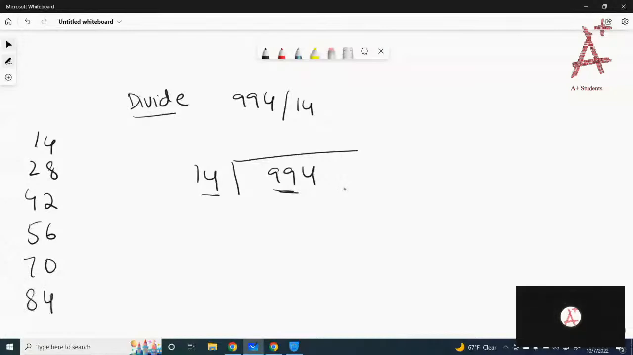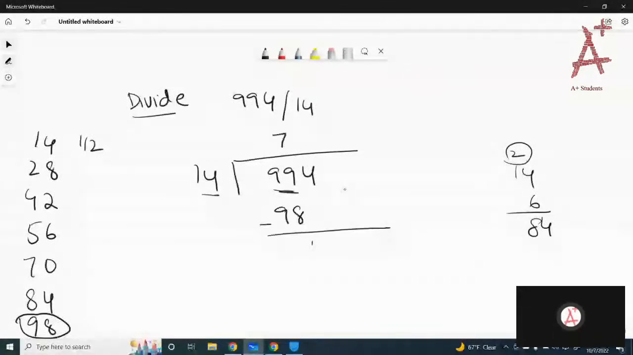I know the tables, that's why I'm writing. You have to multiply them like this. 14 times 6: 6 times 4 is 24, write 4 and carry 2. 6 times 1 is 6 and 2 more is 8, so it would be 84. Got it? And 14 times 7 is 98. So we can go for 14 times 7 because 14 times 8 is 112, which is greater than 99. Just subtract: 99 subtract 98 is 1. Then 9 subtract 9 is 0.